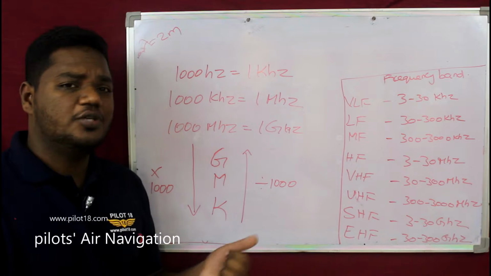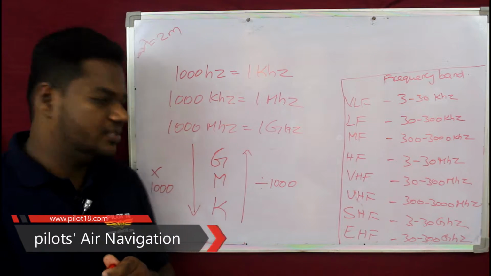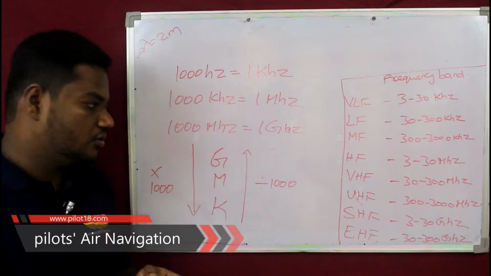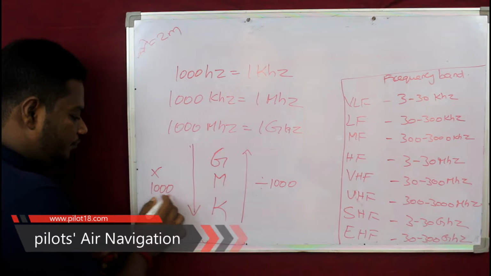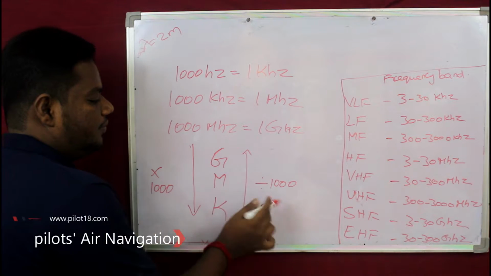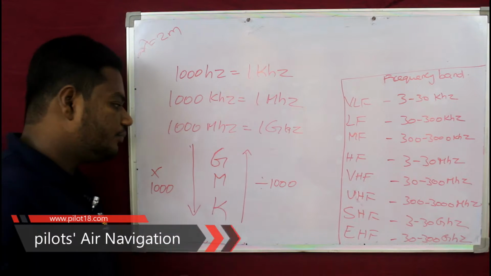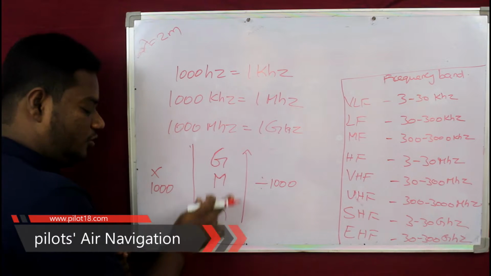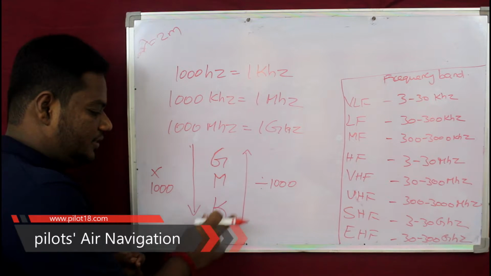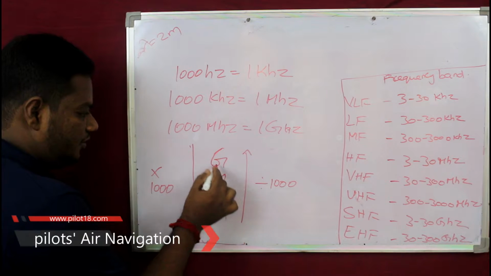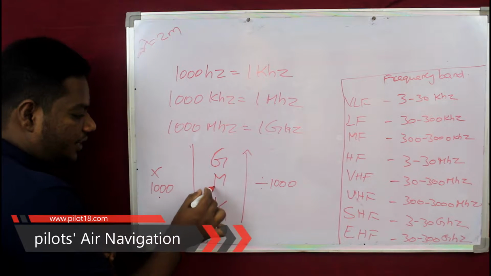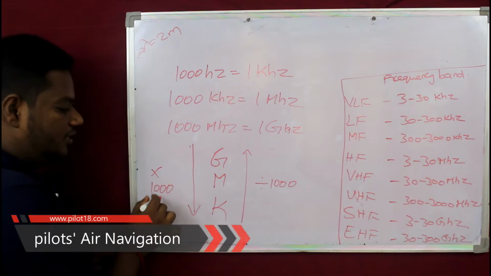If you divide anything the value will be less, and when you multiply the value will be more. So while going down, multiply; while going up, divide. Climbing is always slower. GMK: gigahertz, megahertz, kilohertz. When you convert from gigahertz to megahertz, multiply by 1000. Megahertz to kilohertz, multiply by 1000.